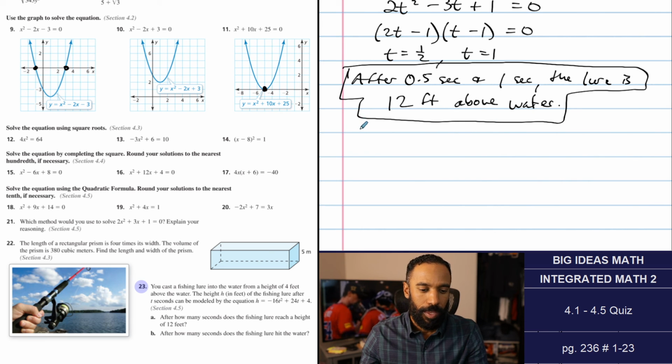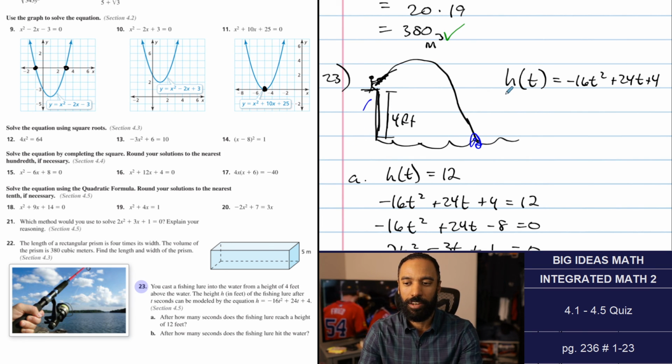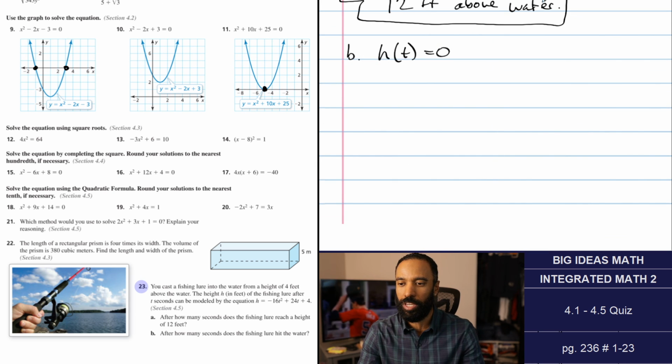That's part A. Part B, after how many seconds does the fishing lure hit the water? Now we want to set our height equal to 0. We will get 2 solutions, but only one will qualify. The one where t is positive, not the one where t is negative. So let's go ahead and find out what we're looking for there.